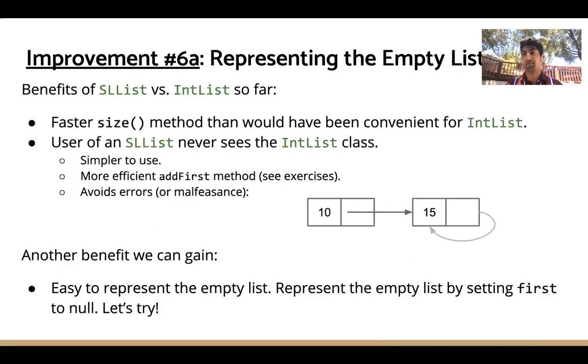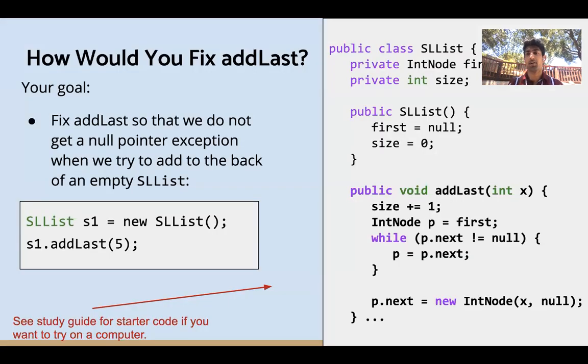Okay, so the next part of this video is we're going to try to figure out how we can represent the empty list without causing any problems. So what if we represent the empty list just by setting first to null, right? Let's try that. So now, when we have an empty list, our first attribute is just set to null, as we can see with this constructor right here, that I can give you an empty SLList and the size is 0 and first is set to null, okay?